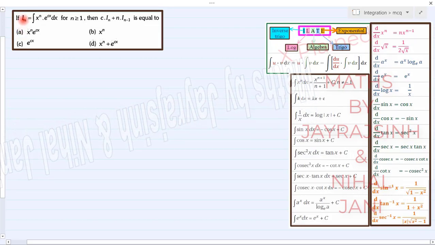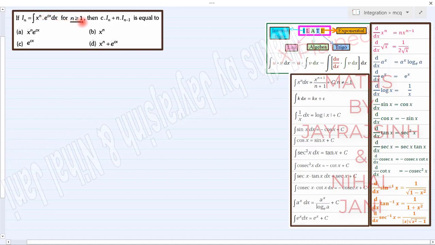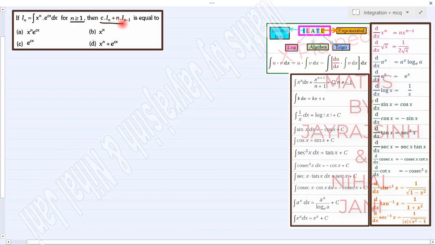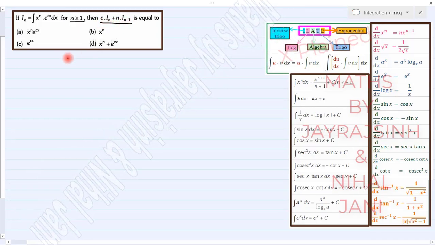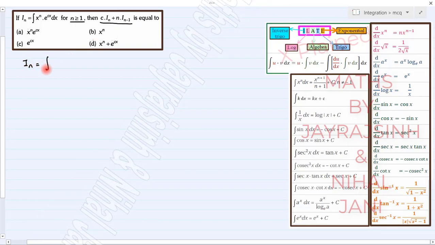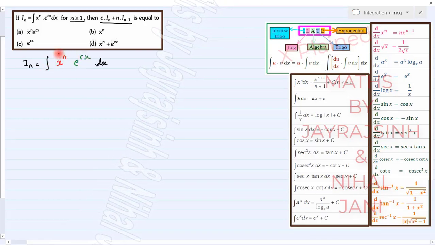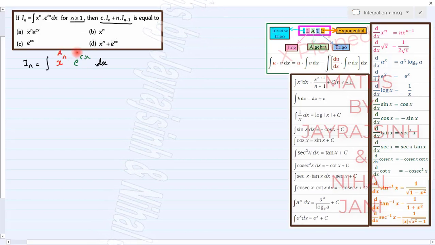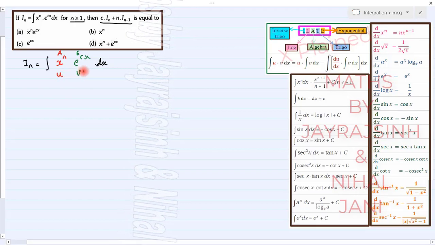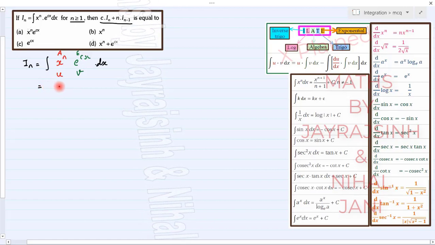Here, your I n is integration of x raised to n into e raised to cx, where n is greater than or equal to 1. And we have to find out c into I n plus n into I n minus 1. So, first of all, let's try to simplify our I n, which is integration of x raised to n and e raised to cx, which is the product of an algebraic term and an exponential. So x raised to n will be u and e raised to cx will be your v. So let's apply integration by parts.